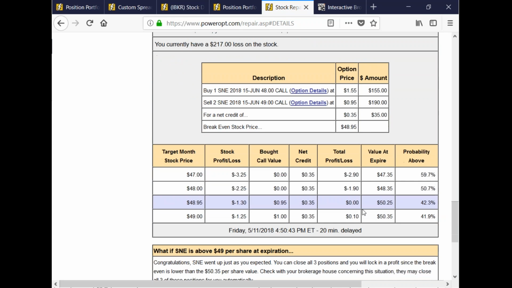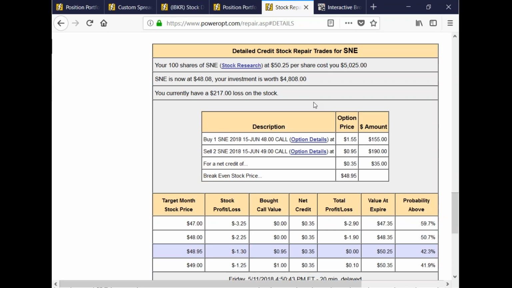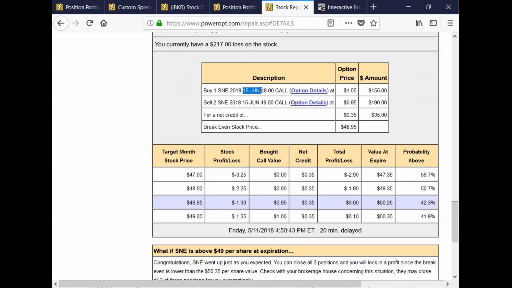Let's take a look at the repair details. One June 48 call would cost me $1.55, but I could sell 2 June 49s for 95 to take in 190. This is a 35-cent net credit. Well, I paid 50.25. How am I to break even at $48.95? Because I own this call at a credit. So in this case, if the stock's at $48.95, what happens? I keep the 35-cent net credit.